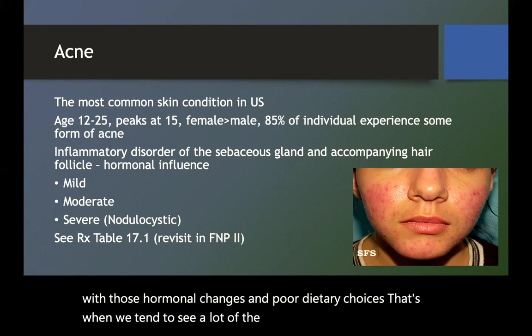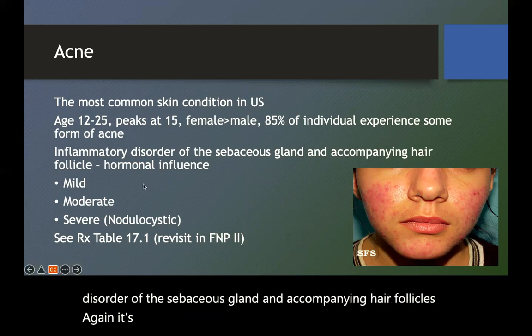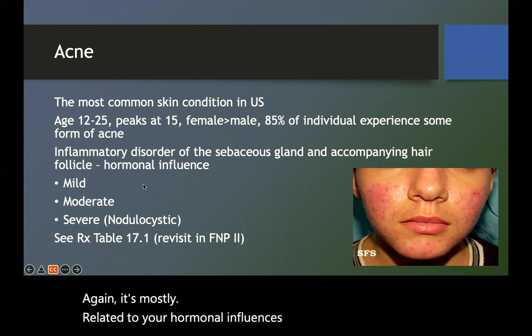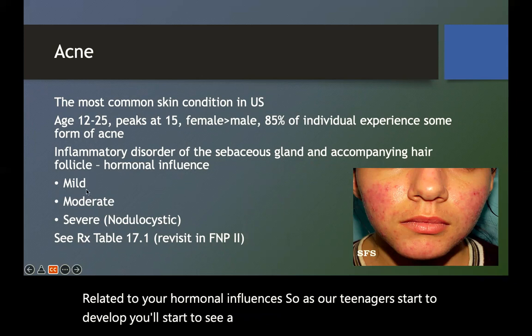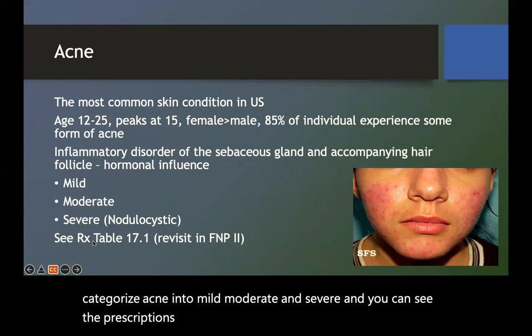It's an inflammatory disorder of the sebaceous gland and accompanying hair follicles. Again, it's mostly related to your hormonal influences. So as our teenagers start to develop, you'll start to see more of a breakout. We definitely categorize acne into mild, moderate, and severe. And you can see the prescriptions, the treatments for acne on table 17.1, but we'll really get more into that in FNP2.